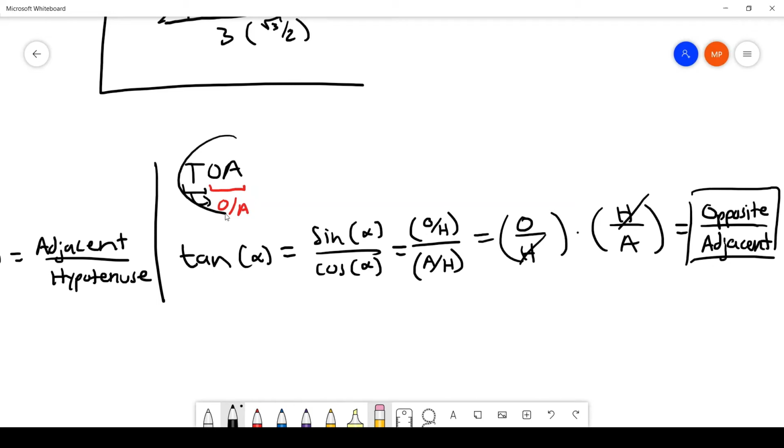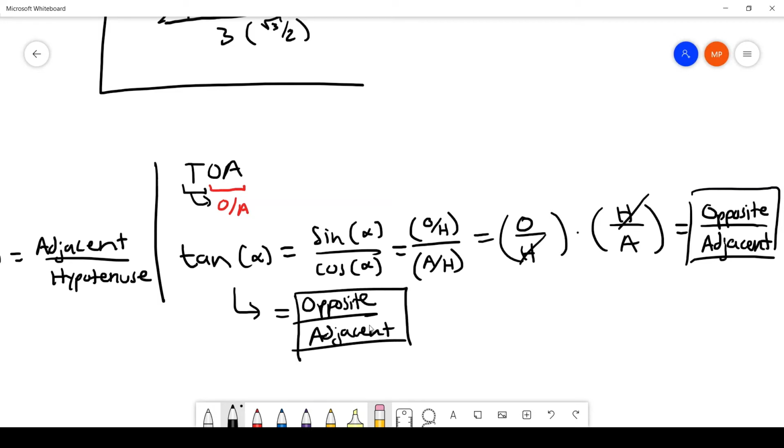However, if you just want to go straight from the mnemonic and just remember the whole thing, Sohcahtoa, that toa part is the TOA, and so tangent of alpha would be equal to the opposite over adjacent, and you just go directly from there.